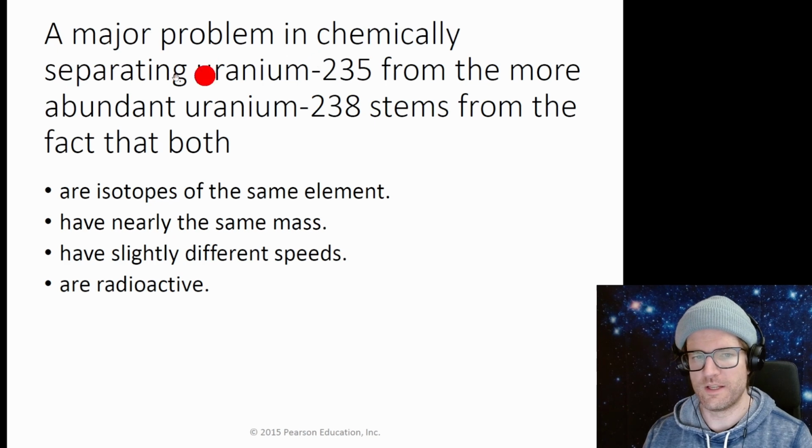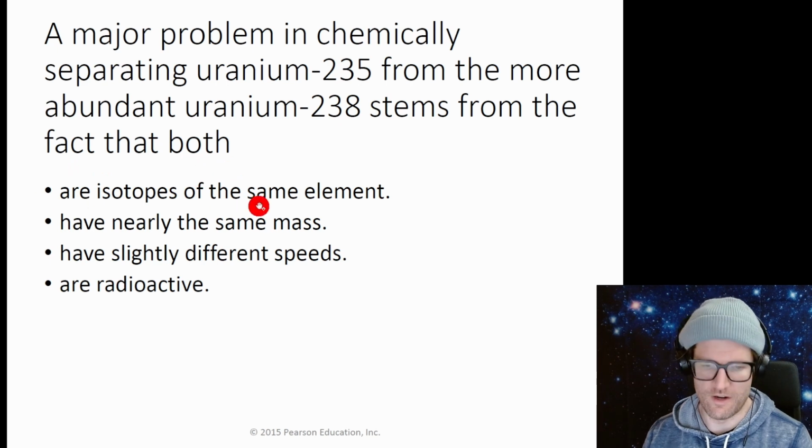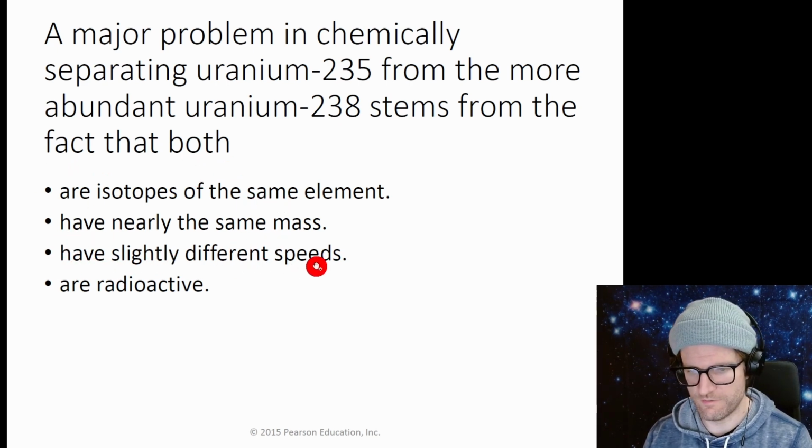Neither, that's not true, so it's going to be the first one. A major problem in chemically separating uranium-235 from the more abundant uranium-238 stems from the fact that both are isotopes of the same element, have nearly the same mass, have slightly different speeds, are radioactive. Probably this one. I also like the second answer, but I'm going to go with A.